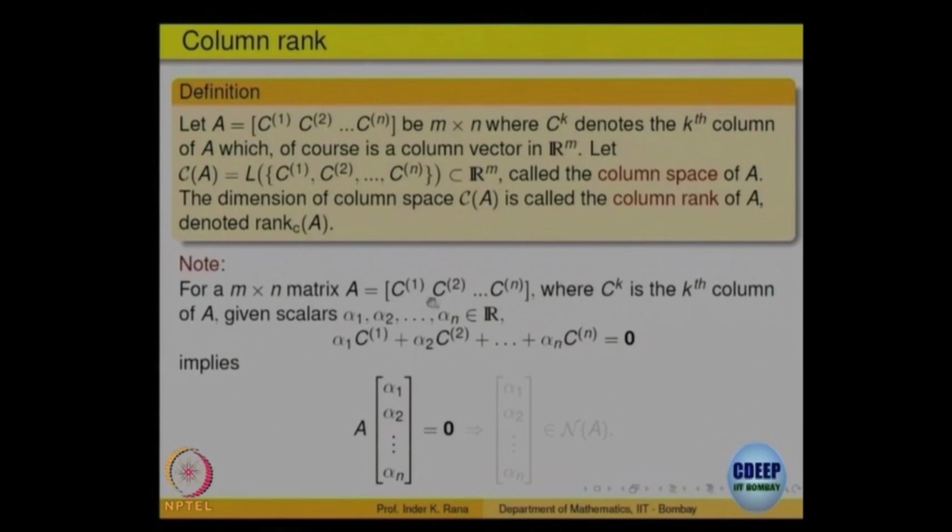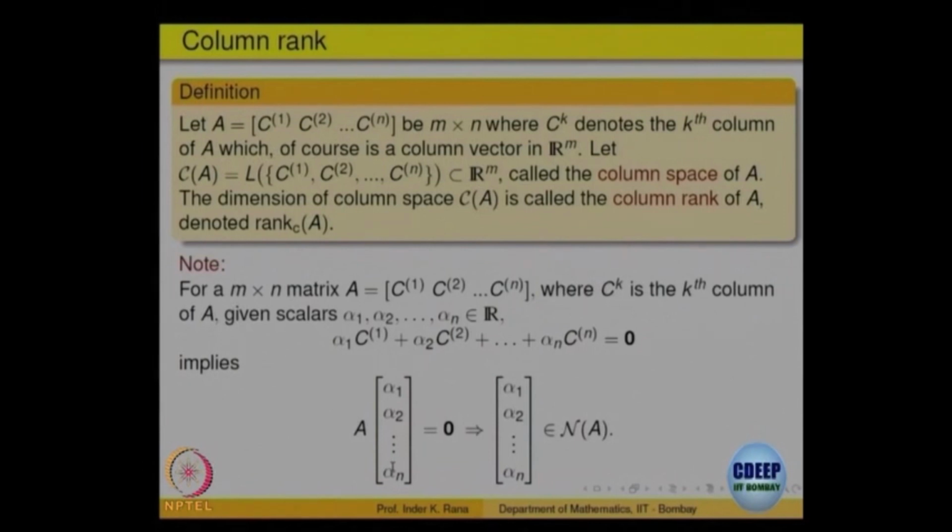Once we have written a matrix in the column form, if we take a linear combination of the column vectors of the matrix A equal to 0, then that automatically implies that A applied to the vector (alpha 1, alpha 2, ..., alpha n) is 0, right. That means this vector is a solution of the homogeneous system. So this vector alpha 1 to alpha n belongs to the null space of A.